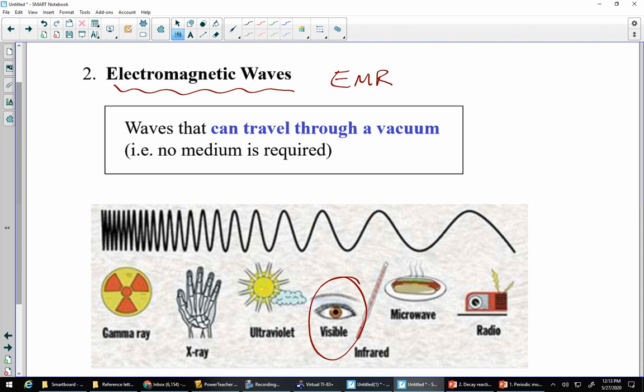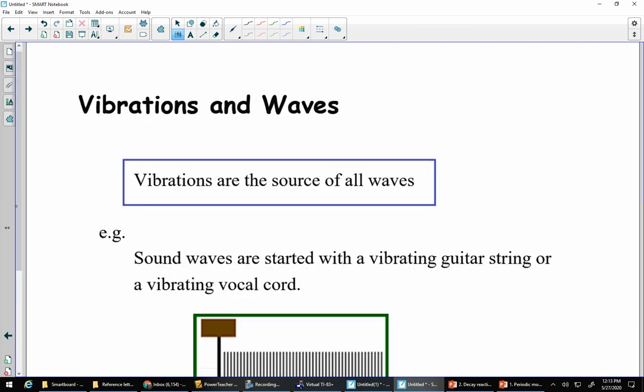The thing about electromagnetic waves is they do not need a medium. They do not need a medium. And there's a ton of other things too. Like half of Physics 30 is about electromagnetic radiation. But for now, just know that you don't really need a medium for it.